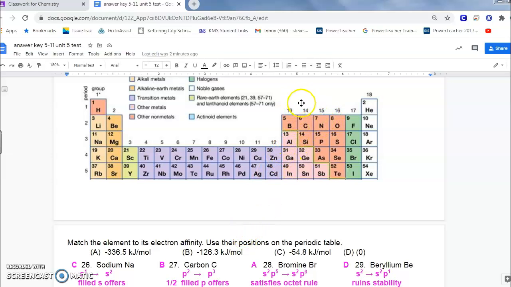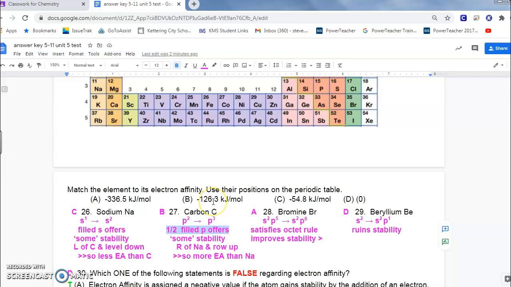If we look at carbon, it's in the second column of the p. If carbon can get 1 more electron, it becomes p3. A half-filled p is better than a not half-filled p. So carbon can benefit by the addition of an electron. If we look, sodium is bigger than carbon. It's to the left of carbon and a row beneath it. So sodium is not going to do as well by getting the electron as would carbon. So carbon has the second highest electron affinity overall, and the highest of the elements remaining. Carbon would be letter B.